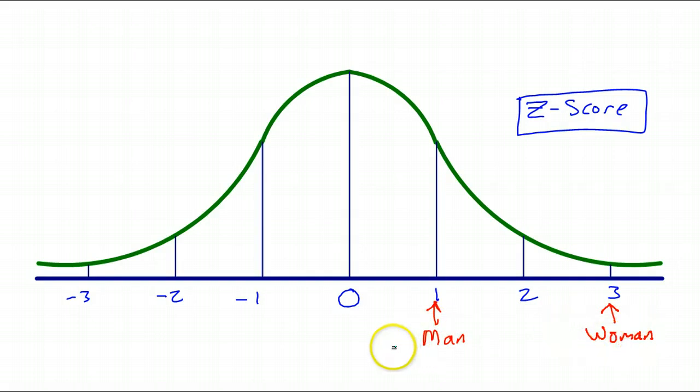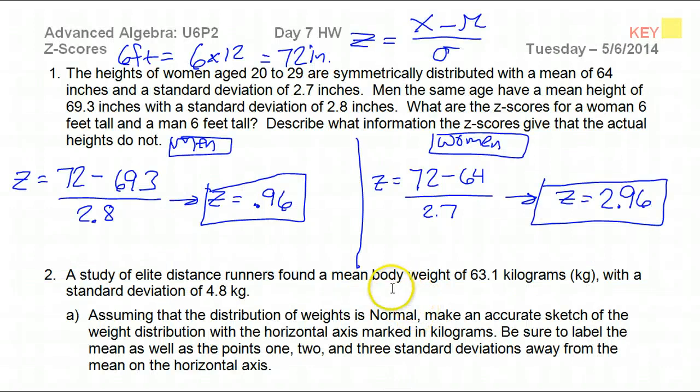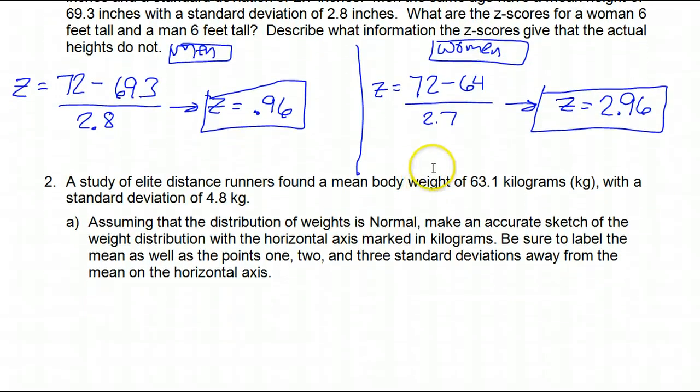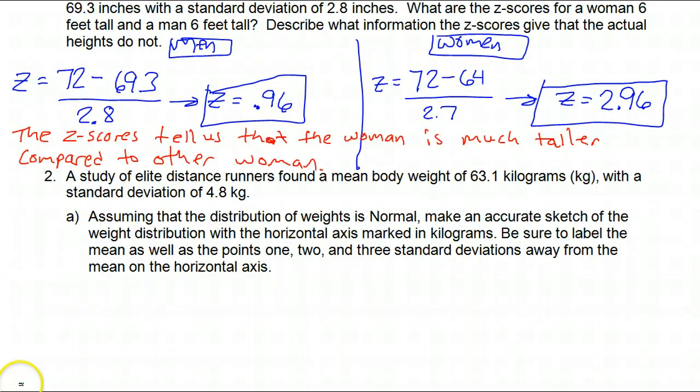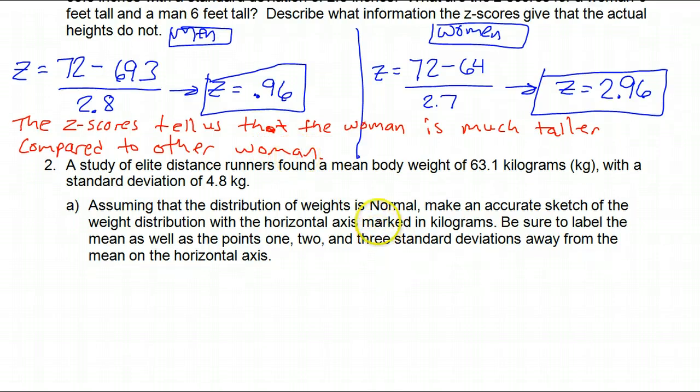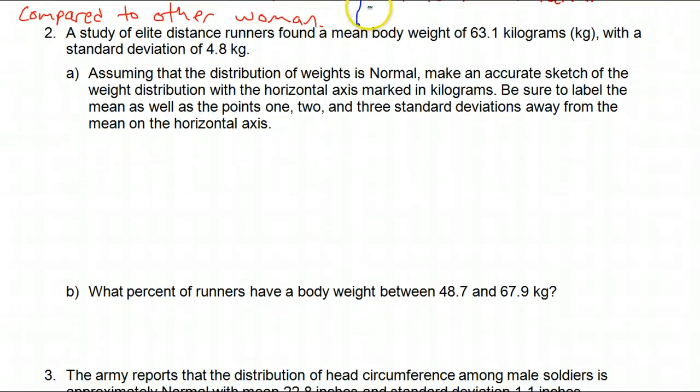Okay, so z-score allows you to compare more easily two values that normally are not that easily compared, like men and women. All right, moving on. They also asked, describe what information the z-scores give that the actual heights do not. The z-scores tell us that the woman is much taller compared to other women. The heights don't tell you that by themselves. Okay, all right, number 2.